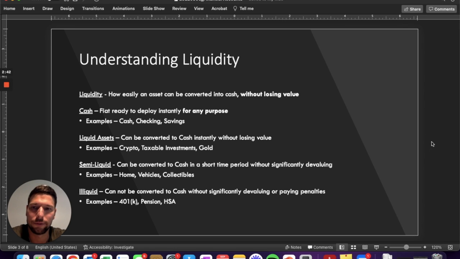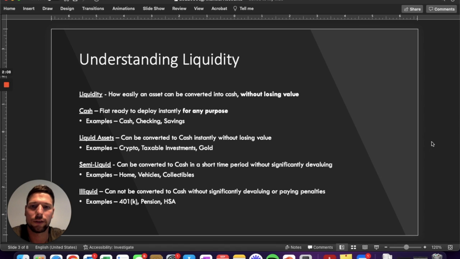So I broke it down into 4 different categories. Cash here is just fiat that's ready to deploy instantly for any purpose. And that any purpose part is important because you could have assets that aren't necessarily liquid, but could be used for certain purposes. For example, you could have a medical savings account that can instantly be used to pay for medical bills, but you couldn't use that to, say, go purchase a new car or to renovate your home. So that any purpose is really important there. Some examples are cash, your checkings, and your savings.